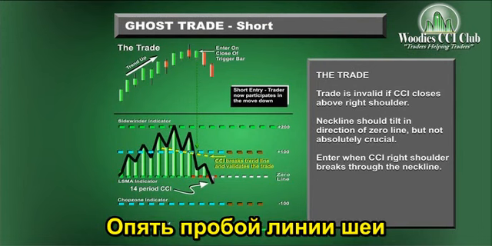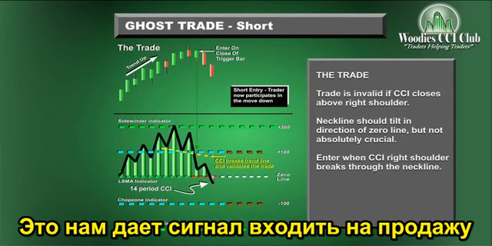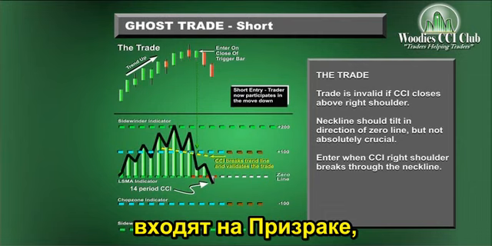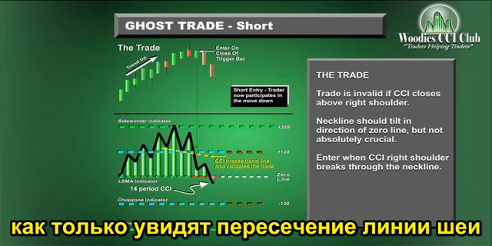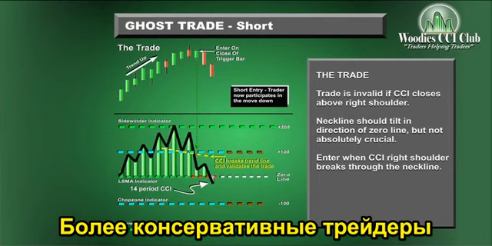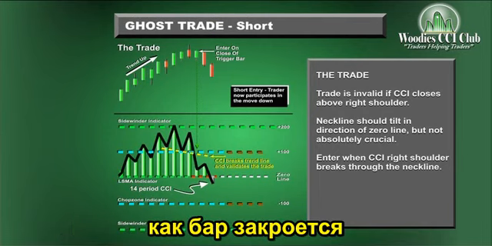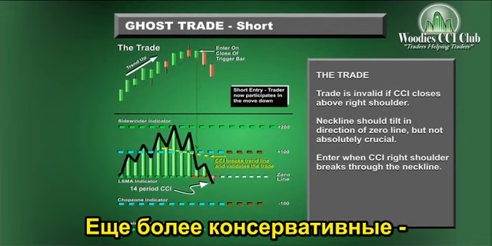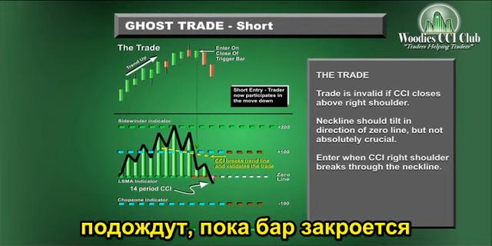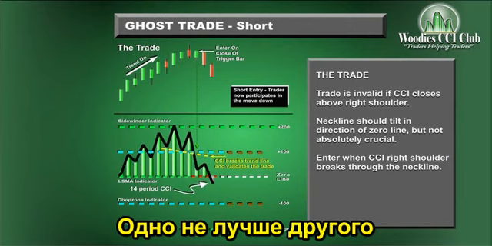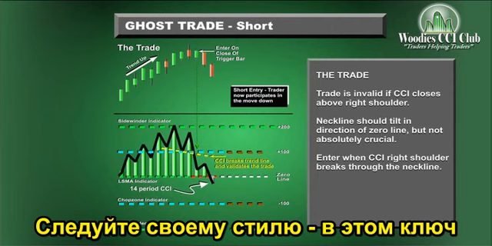Again, neckline break. That is the trigger to go short. Some people who are very aggressive will see the ghost and they'll take the trade immediately as soon as it starts crossing the neckline. Some of the more conservative traders will wait to bar print to get their trigger. One is not better than the other. It's just that you have to find your style of trading. That's the key.